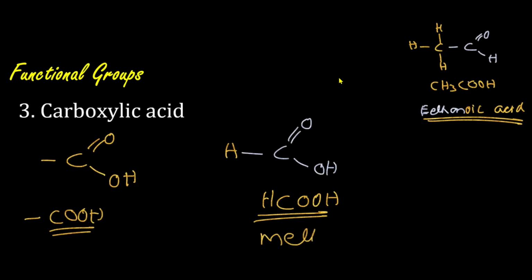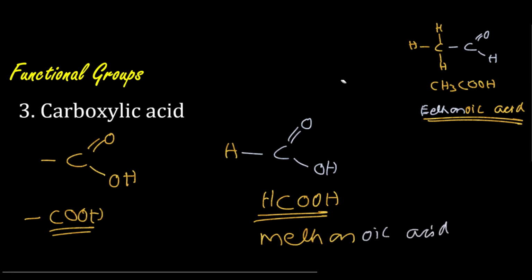Now, since it is made up of a single carbon atom, you may first write methane and then remove one E from the end and add the suffix oic and acid. This turns out to be methanoic acid.